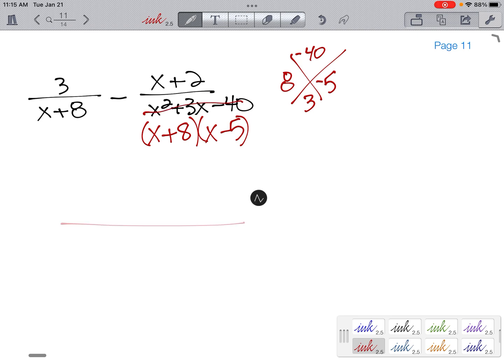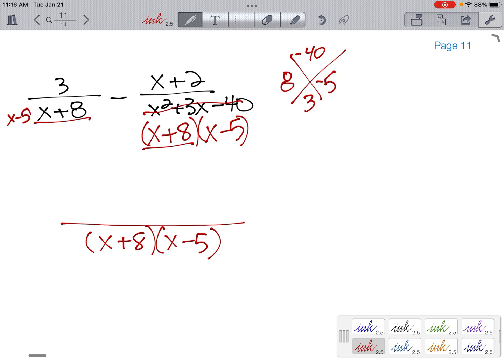So our common denominator is going to be x plus 8, x minus 5. Our first and second fraction have x plus 8 in common. In our first fraction, we are missing that x minus 5. So we're going to multiply by x minus 5 over x minus 5. When we do that, we need to distribute that 3 to both terms. So 3 times x is 3x, and 3 times negative 15 is negative 15.